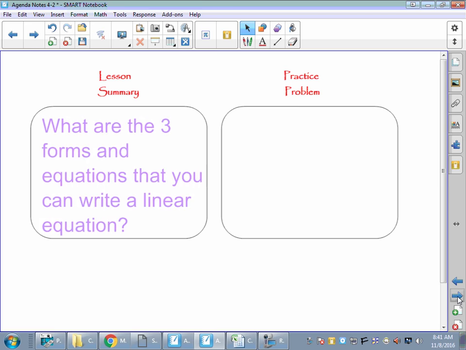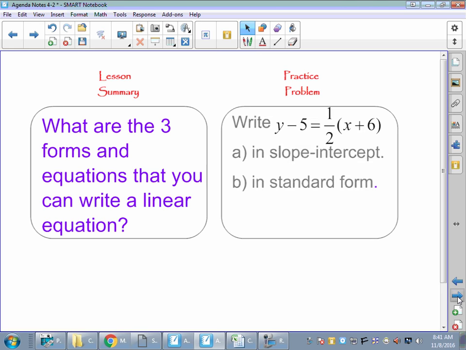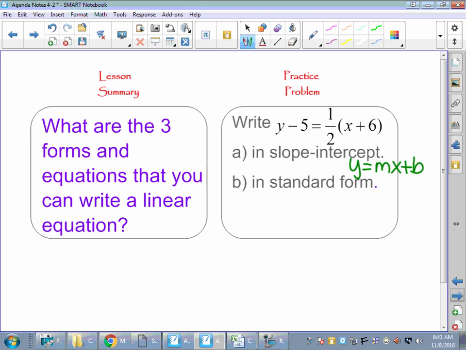So here's your job. What are the 3 forms of an equation of a line that you can write a linear equation? So tell me all 3. What is it called and what is the equation for it? In your practice problem, I give you this equation, y minus 5 equals 1/2 times (x plus 6) in parentheses. Write that in slope-intercept form. I probably shouldn't write this down because you need to know that for the last question. And write that in standard form. So that if we do that, we'll have all 3 forms of those equations.